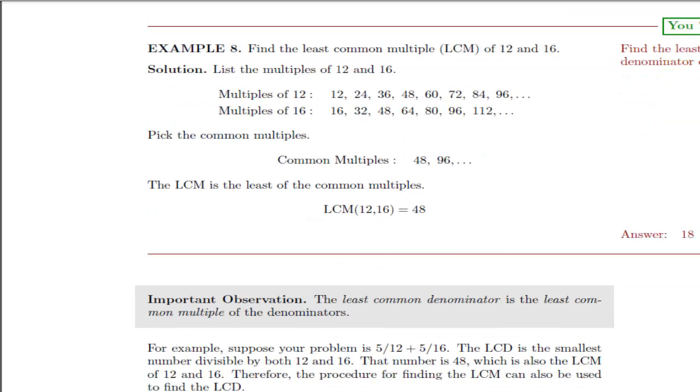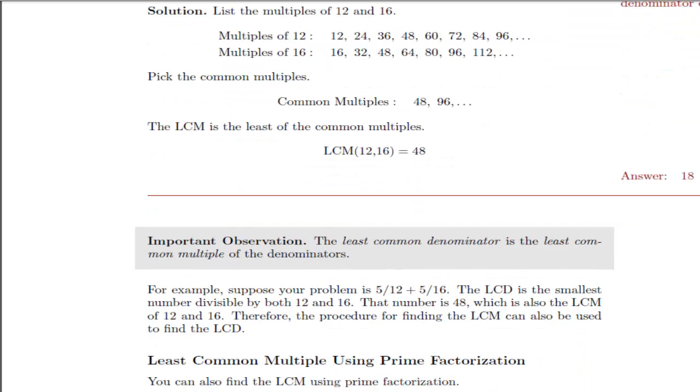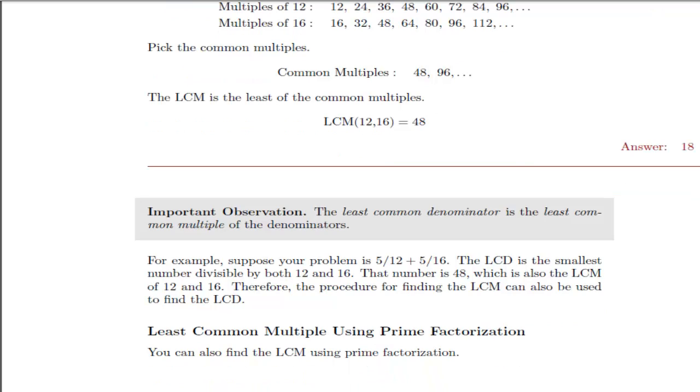Important observation. The least common denominator is the least common multiple of the denominators. For example, suppose your problem is 5 over 12 plus 5 over 16. The LCD is the smallest number divisible by both 12 and 16. That number is 48, which is also the least common multiple of 12 and 16. Therefore, the procedure for finding the least common multiple can also be used to find the least common denominator.